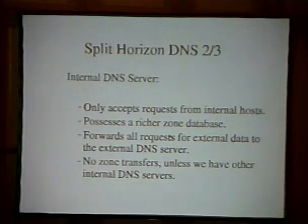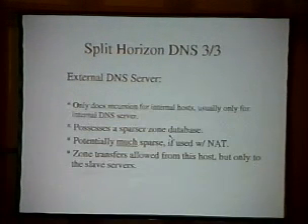It's going to forward all requests for external data to the external DNS server. And there are directives to do this. You can put them in the configuration file, or you can do this with the packet filter itself. And then you won't allow zone transfers off this internal machine unless you've got other internal secondaries. Then you only allow zone transfers from the internal secondaries. You're very careful about that, and you again enforce this with the firewall.